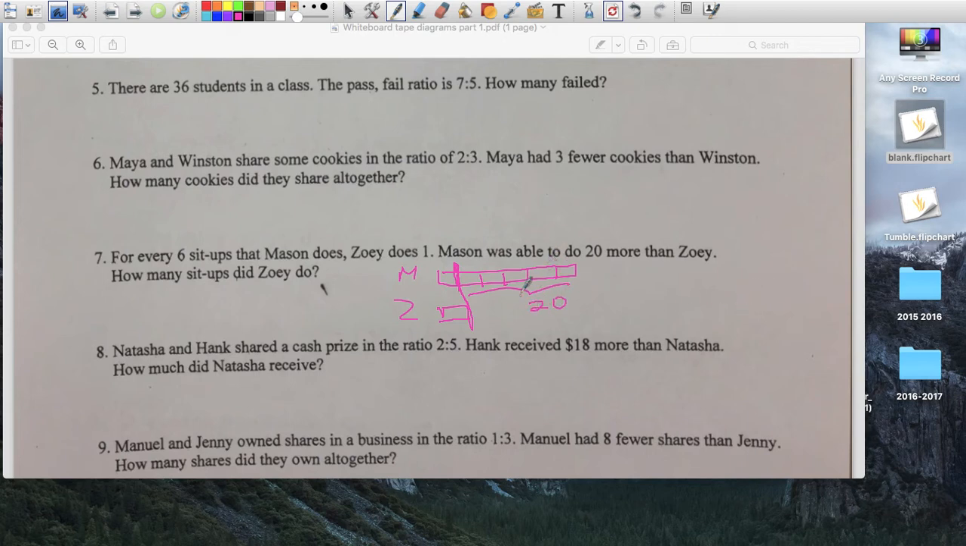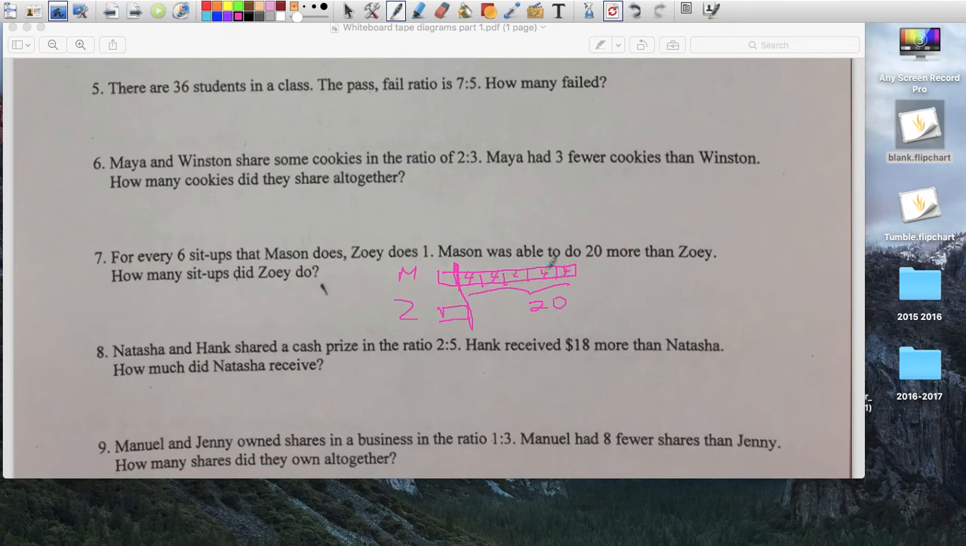So what number can I put? There are 1, 2, 3, 4, 5 boxes, and those represent 20 more. So the only number that works is 20 divided by 5, which is 4. 4, 4, 4, 4. That represents 20 more sit-ups that Mason did.